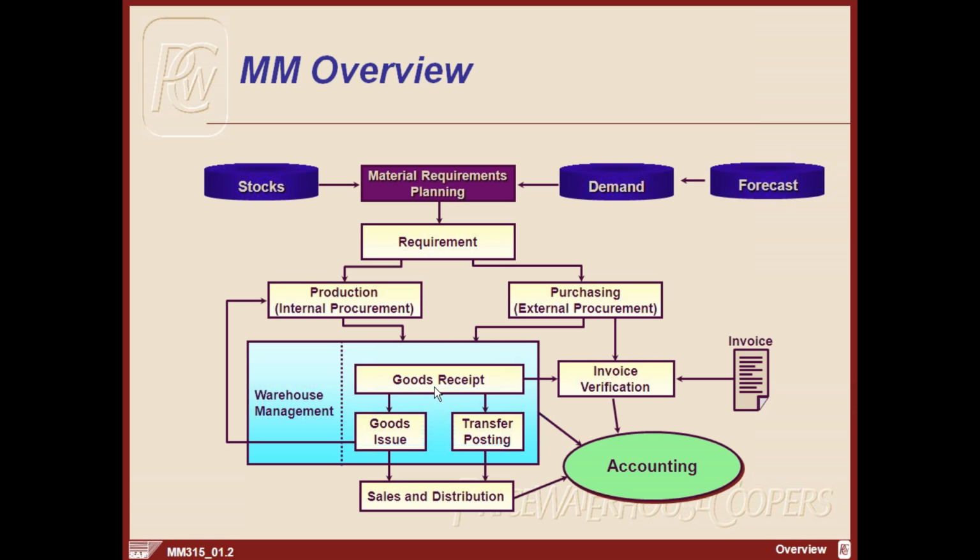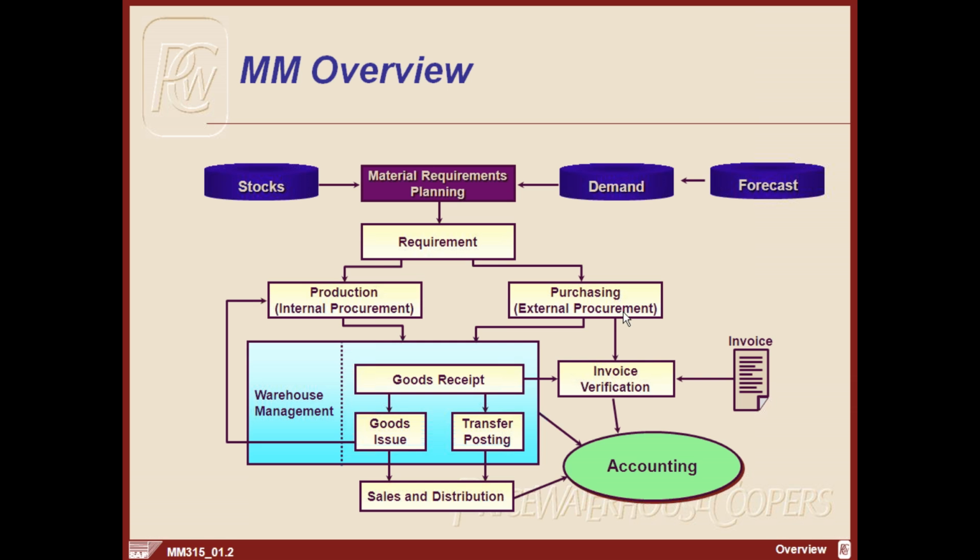In case the procurement type indicator maintained for the material is either E, in-house production, or X, both in-house and external procurement, then when you run MRP for that material, it is going to create something called a planned order. That planned order will be converted into a production order if you want to produce in-house, or if you want to procure it from the external market, it will be converted into a purchase order, and then the process is the same as per the external procurement cycle.